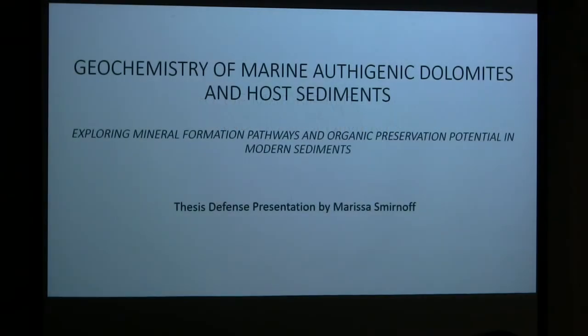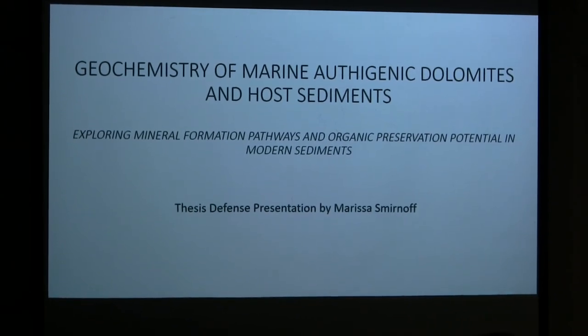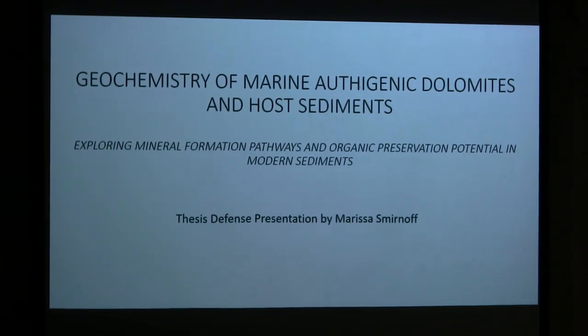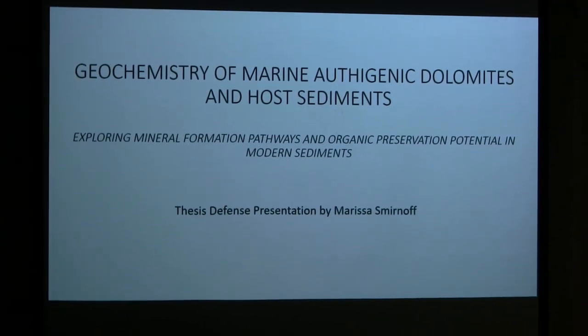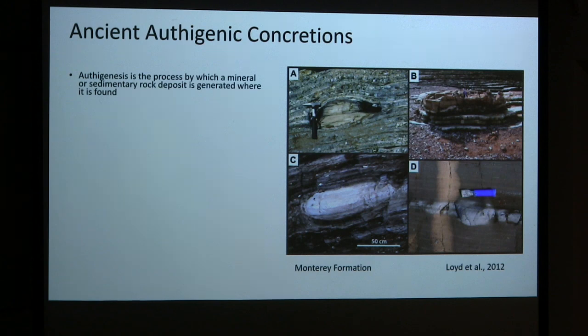Today, I'm going to be talking to you about dolomites and their formation pathways, how they're formed, and their ability to preserve organic matter within them. I'll start off by defining a few terms about ancient authigenic concretions. What's authigenesis? It's a process by which a mineral or a sedimentary rock is generated where it is found. It's made in place.